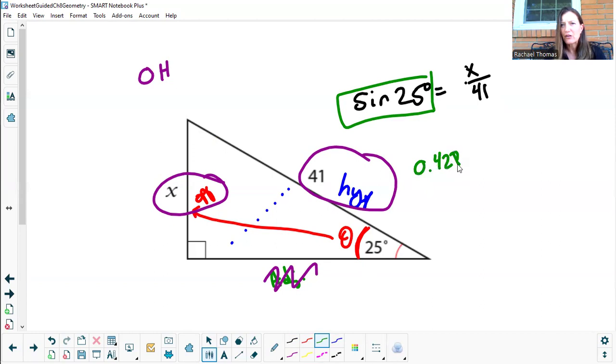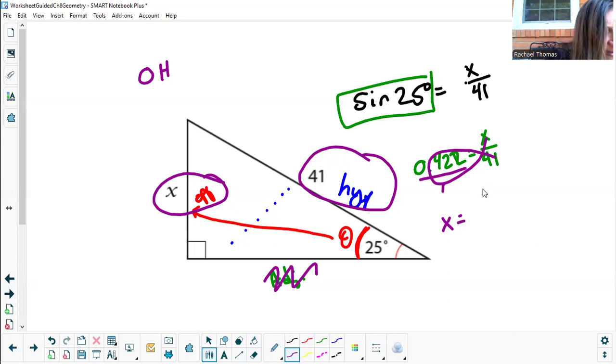0.422. Now I have to solve for x. That equals x over 41. This is just a proportions problem. If you're uncomfortable with having a decimal equaling a fraction, just put that over 1, and I can cross multiply here. X times 1, which is x, will equal 0.422 times 41, which is 17.3. We're going to do one more tiny example before we wrap this up.